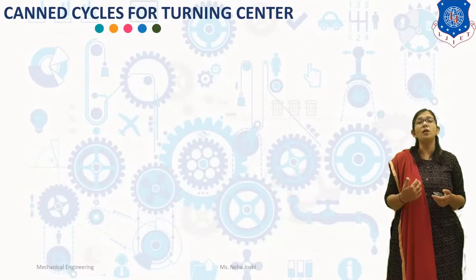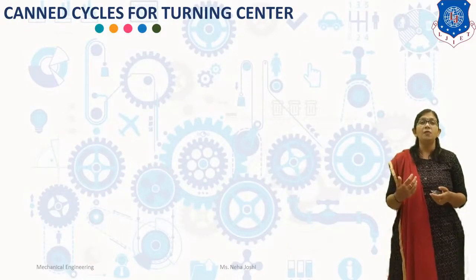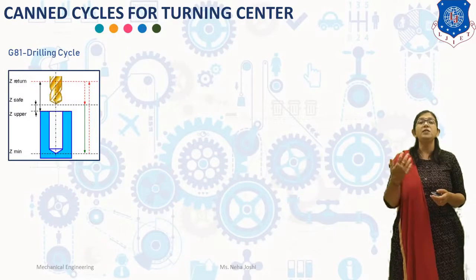Now we will discuss commonly used canned cycles. The first one is G81, which is known as a drilling cycle.